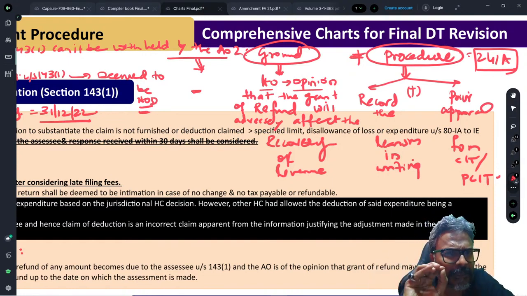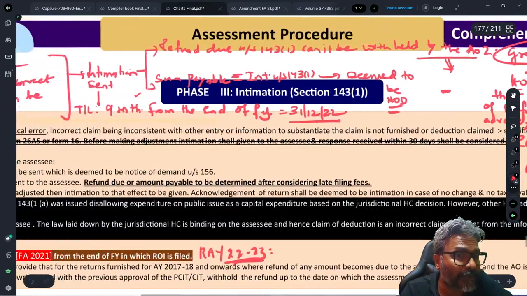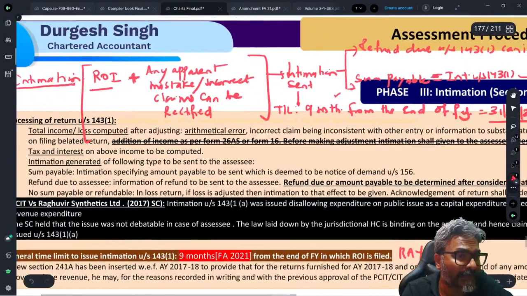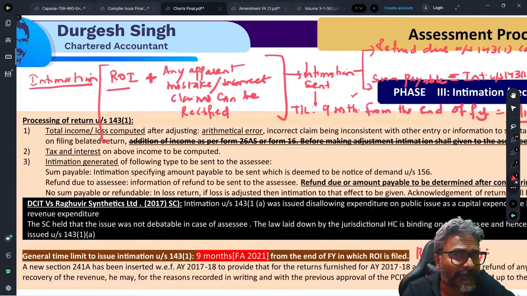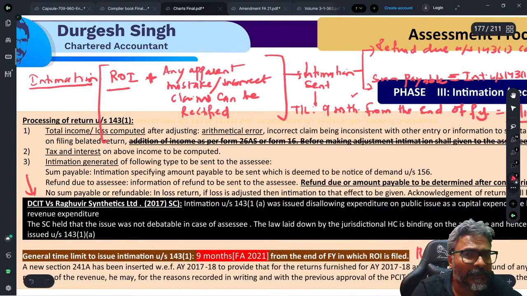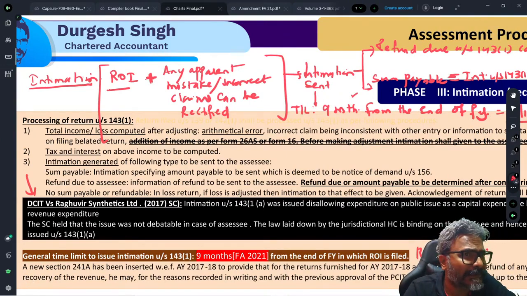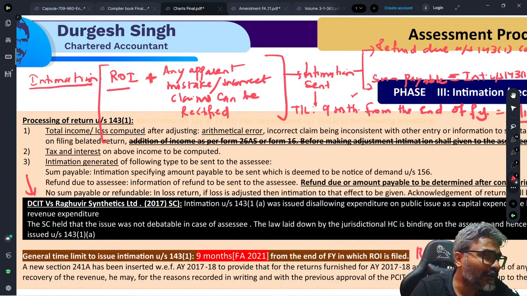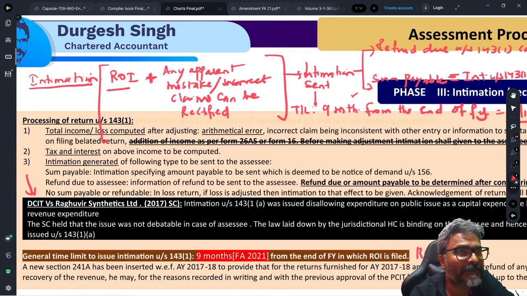Now, one of the most important questions, students, which I can see for your May 22 attempt is this case law which the ICAI has covered. Which case law, students? Raghuveer Synthetics Limited, Supreme Court. ICAI has covered this in their module, but they haven't targeted it in the examination up till now, and therefore I consider this case law to be one of the most important ones.